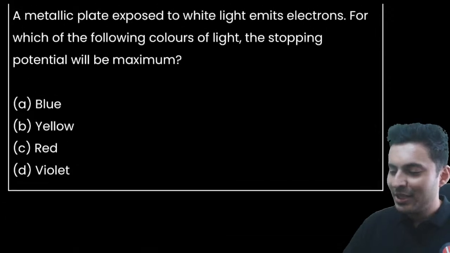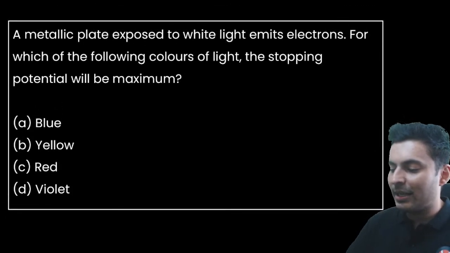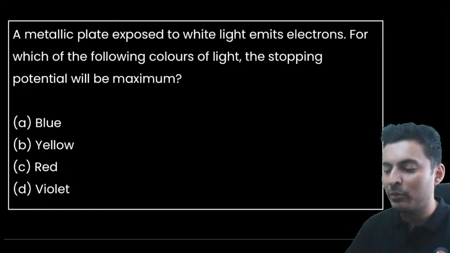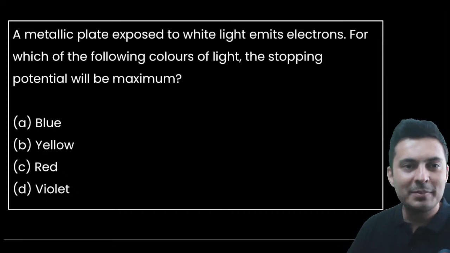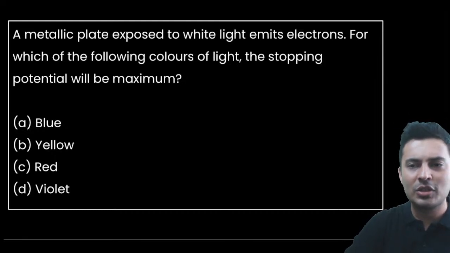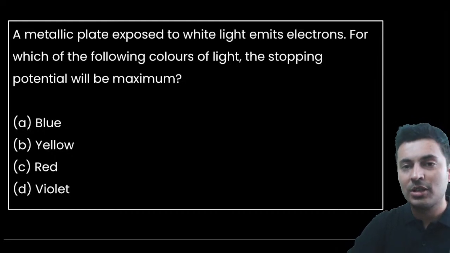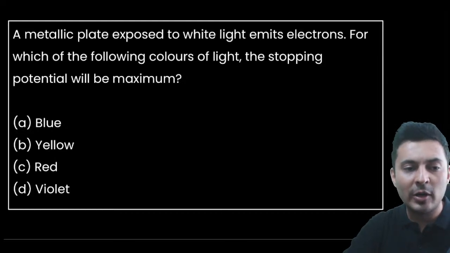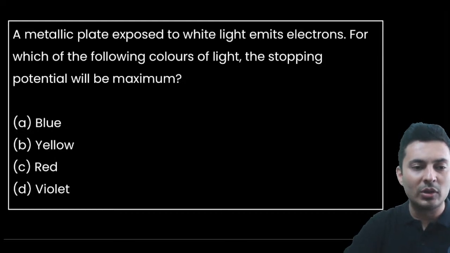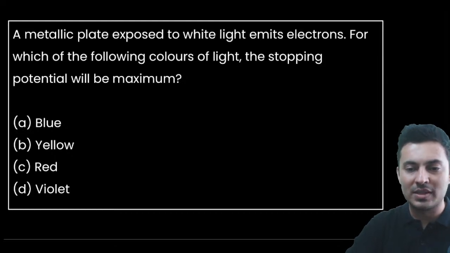A metallic plate exposed to white light emits electrons. For which of the following colors of light the stopping potential will be maximum? A metallic plate is exposed to white light. It emits electrons. So for which of the following colors of light the stopping potential will be minimum? Now stopping potential is a function of the incident light's frequency. White light is made of many colors. So you have to think about those colors. White light is made of red, blue, yellow, everything. Come on, think about it.